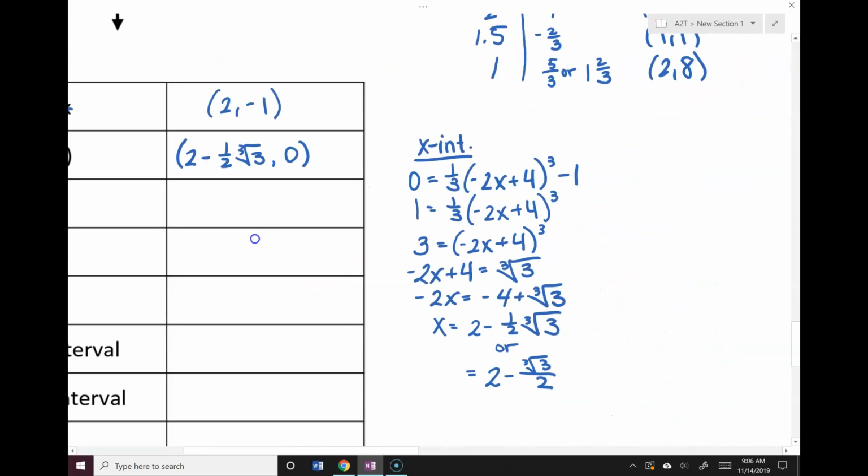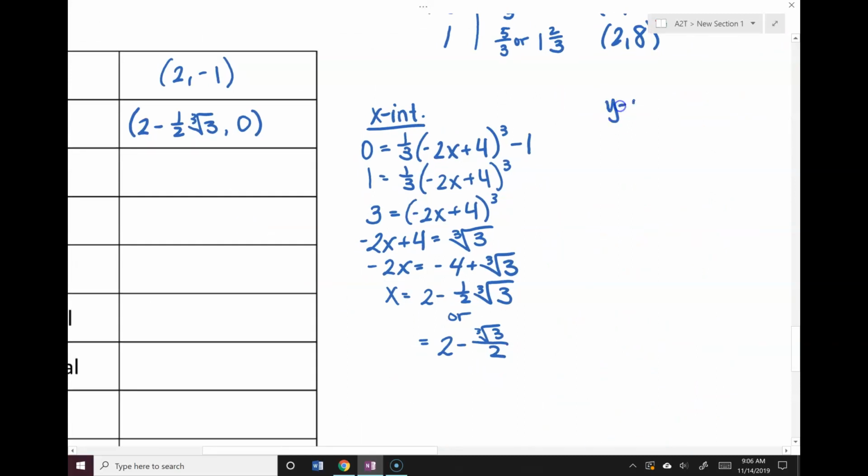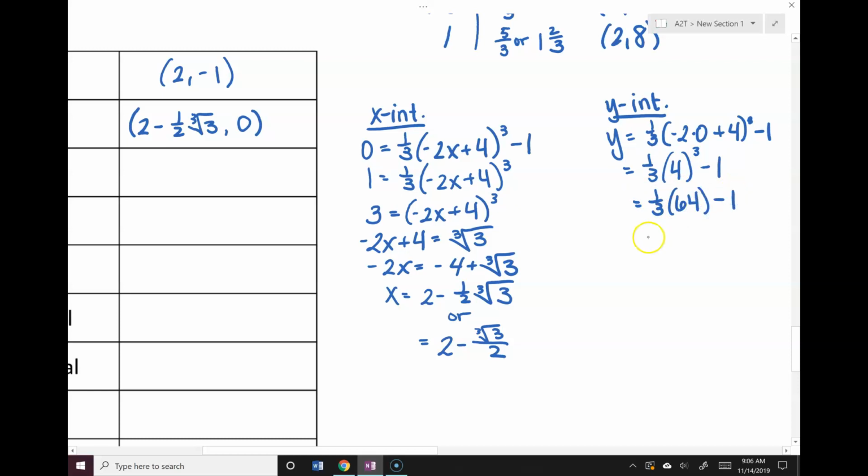There is a y-intercept, so we need to solve for that as well. I'm going to go ahead and plug in 0 for x like we did on the last example. So -2 times 0 plus 4 cubed minus 1. All right, that leaves us with 1/3 times 4 cubed minus 1. Order of operations, cube first. So we have 64 minus 1. All right, so then we get 64/3 minus 1. Common denominators is going to leave us with 61/3.